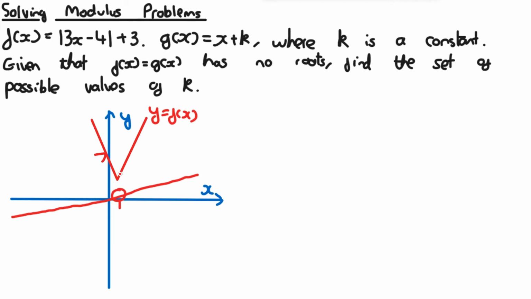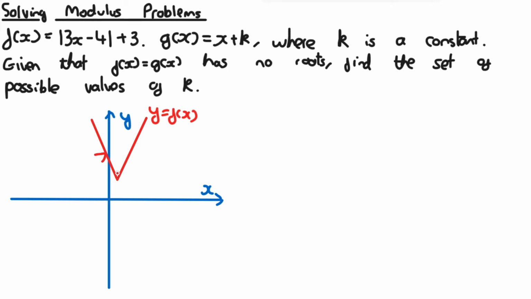This point has to lie below this point, because if it doesn't, and it's something like this, for example, where at this x coordinate this point is above this point, this is going to have 2 points of intersection. So it has to lie below this point.